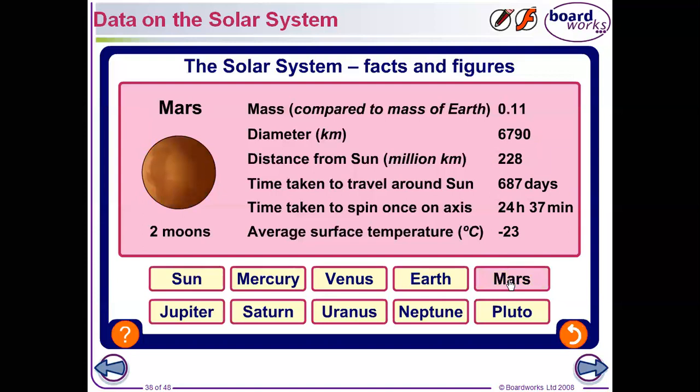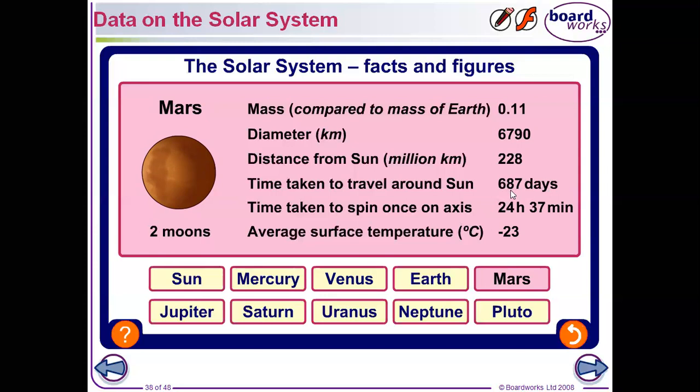Mars, which is also known as the red planet, takes 24 hours, 37 minutes to move around its axis. Okay, almost similar to that of Earth, except for a few minutes.